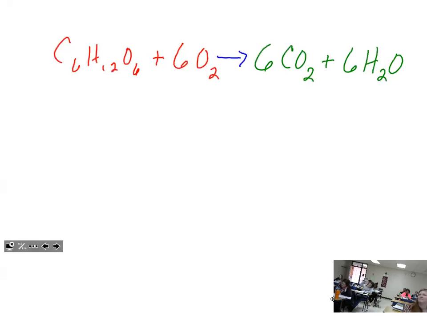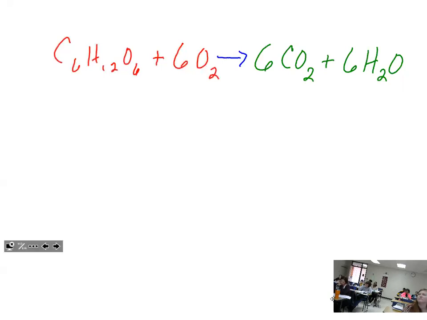Okay, so here's what I want you to see. Did we lose anything? Do we still have 6 carbons on this side that we started with? Yes. Do we still have 12 hydrogens on this side? Yes. So we didn't lose anything. We just did some magic.